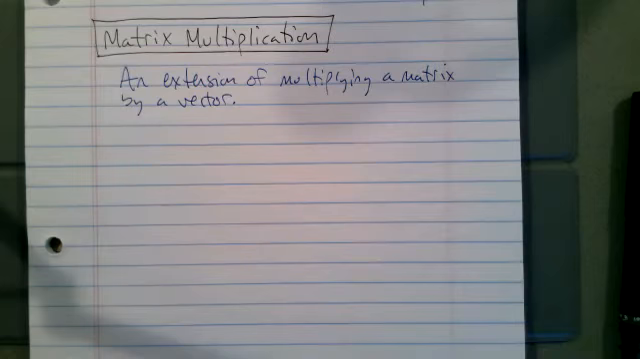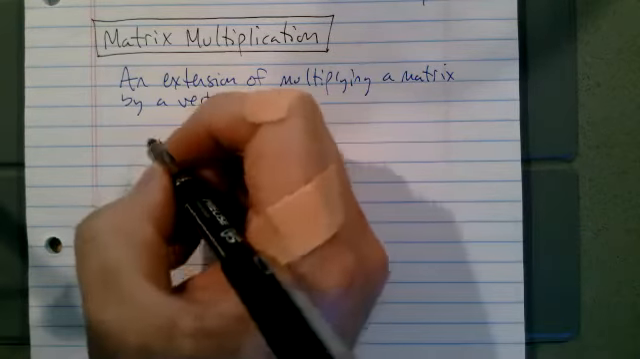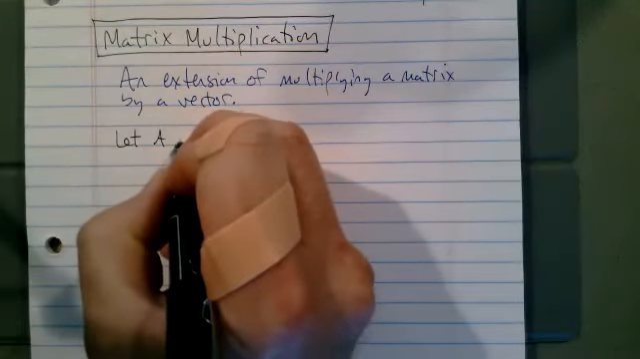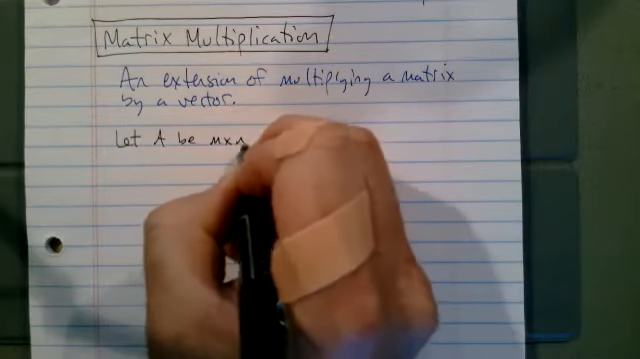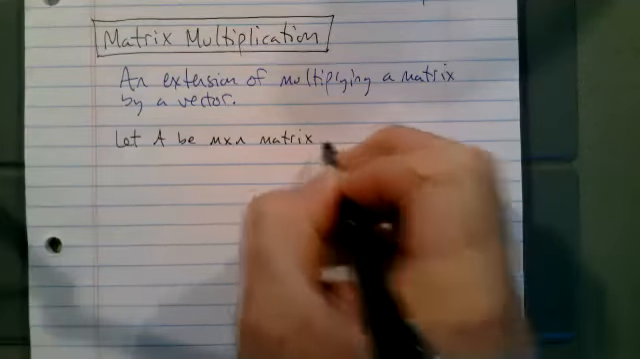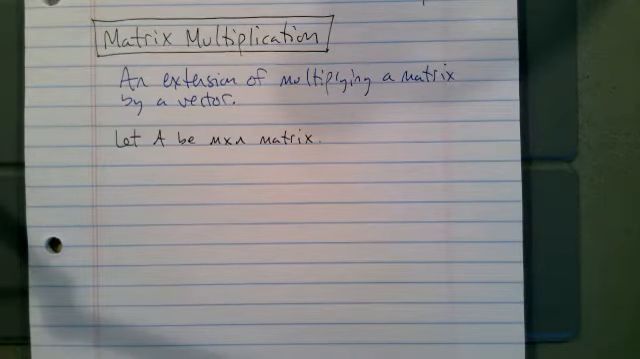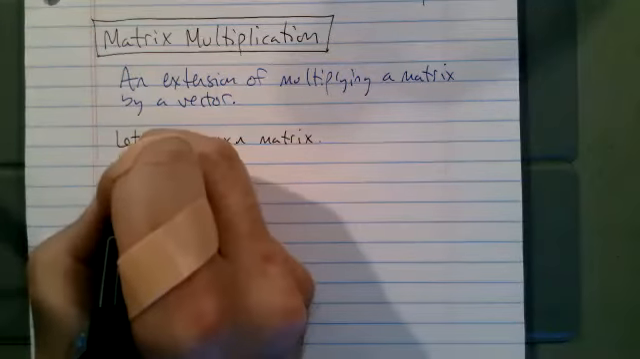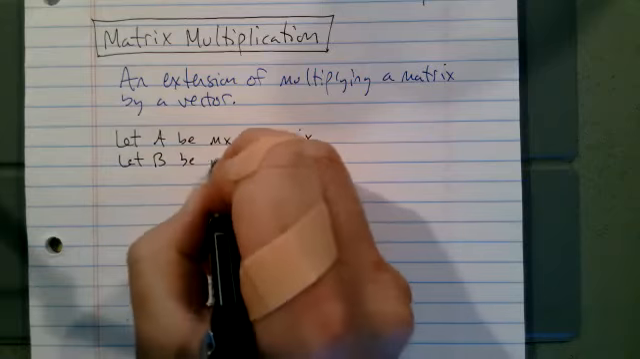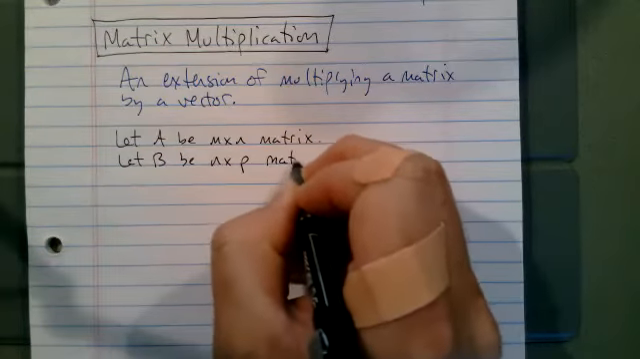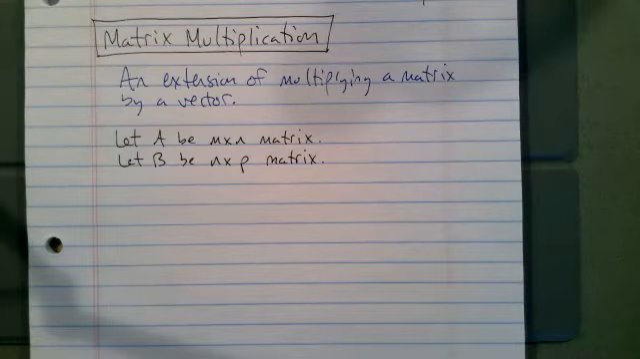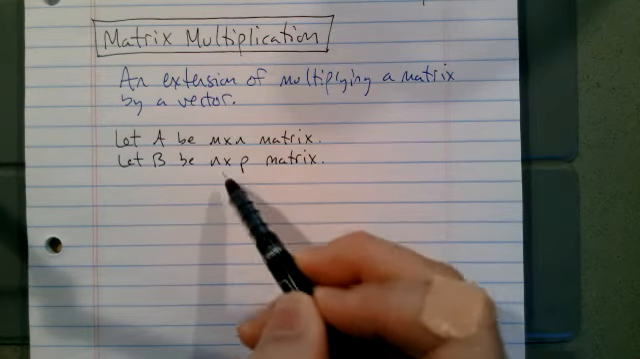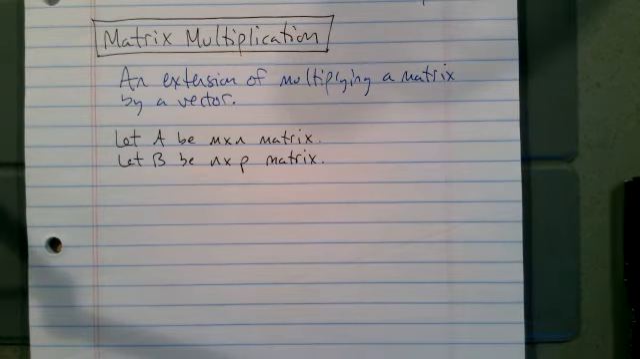So the way it works is if I have a matrix A, let's let A be an M by N matrix. And I'm going to multiply it by a matrix B. So B has to have the same number of rows as A. So let's let B be an N by P matrix. So once again, the number of rows of B must equal the number of columns of A for the multiplication to be defined.